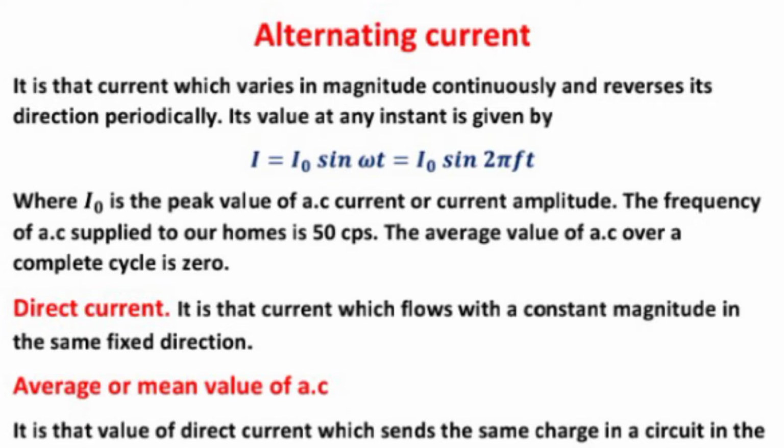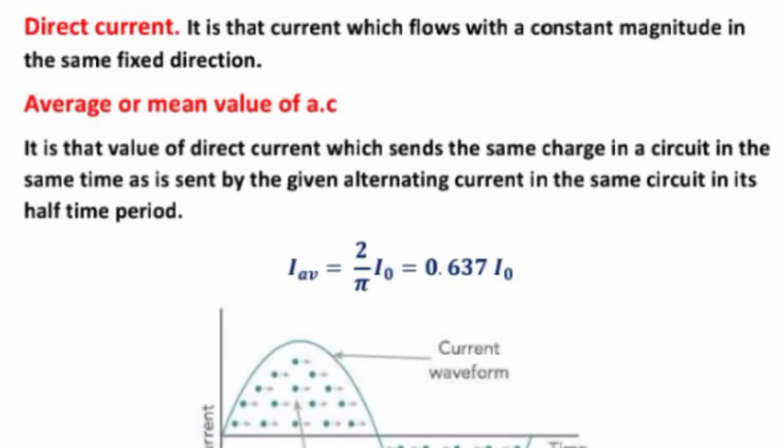Average or mean value of AC. What is average or mean value of AC? It is that value of direct current which sends the same charge in a circuit in the same time as is sent by the given alternating current in the same circuit in its half time period, and I average equal to 2 upon pi into I0, that will be equal to 0.637 I0.